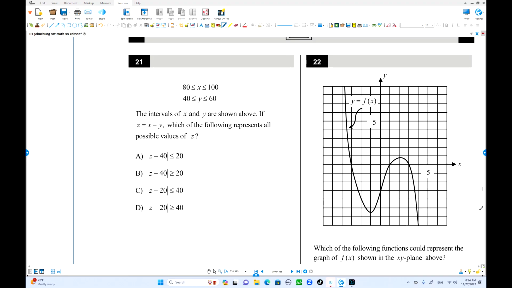Hi everyone, this is test 10 on section 4, number 21 to 38. So we're gonna finish all questions today, okay?